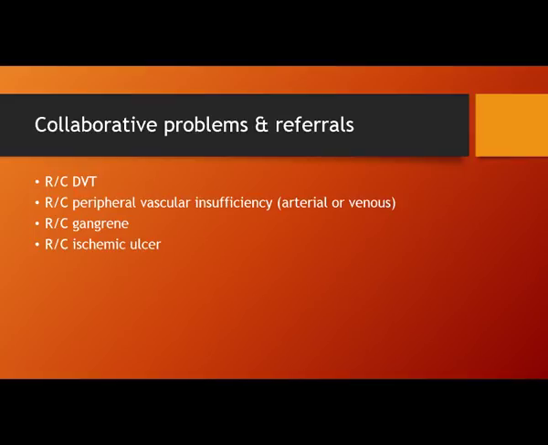Risk of complications for peripheral vascular insufficiency, and that could be either arterial or venous. Risk of complications for gangrene. Gangrene is life-threatening. It's not that the patient is going to die in the next few hours necessarily, but if the patient has gangrene, they probably have to have that limb removed, or they will eventually die. And then risk of complications for ischemic ulcer.